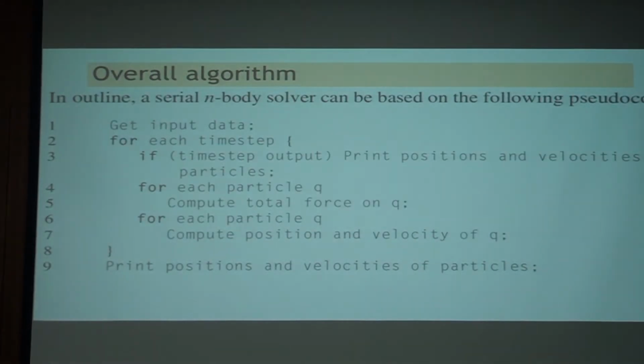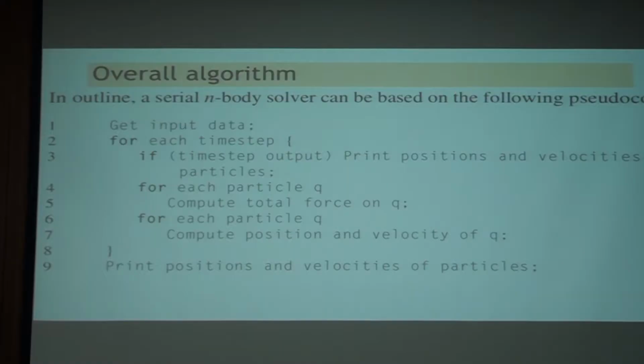So the algorithm goes like this: a serial solver, which is what my animation was based on, is: get input data, for each time step, occasionally print the output. For each particle, compute the total force on Q, then update the position, and keep doing that till all the time steps are done. And finally end with the final position and velocity. So the main part, I just extracted the main parts of the code. The code is pretty readable even independently.